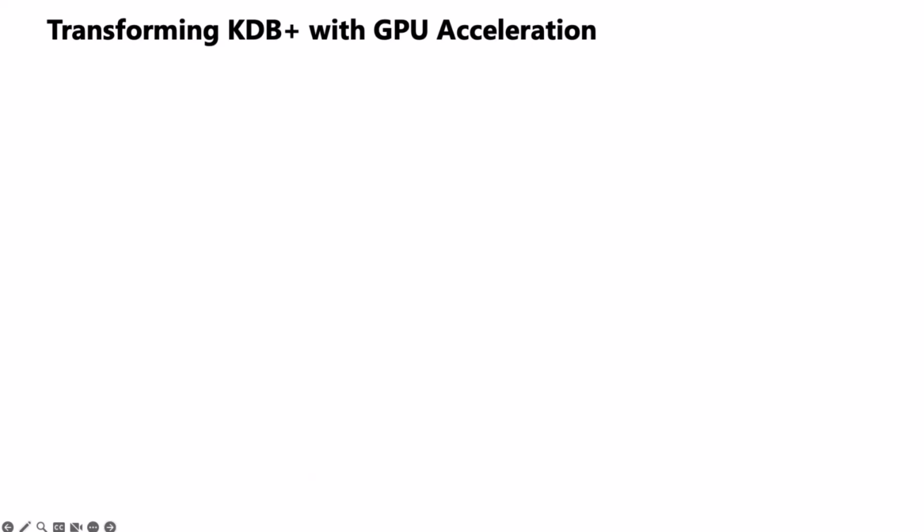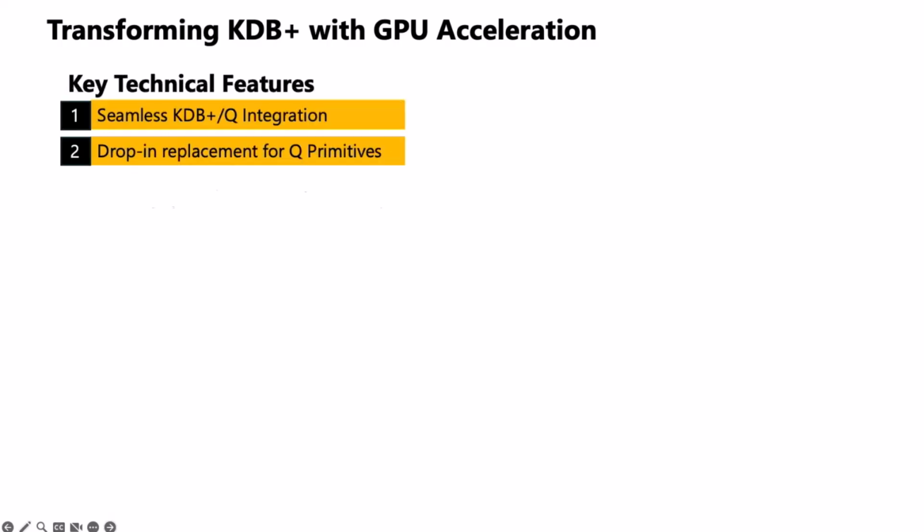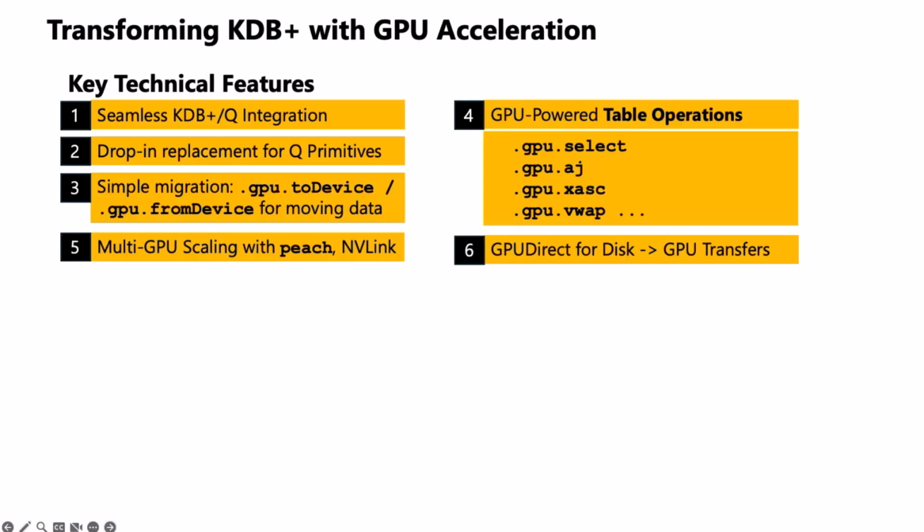There are some core features of this GPU library that are very unique. Firstly, there's a seamless KDB+ Q integration. As I mentioned, it's a drop-in replacement for Q primitives, and it's a simple migration. If we need to move data between the GPU, DRAM, and VRAM, then there are simple utilities such as .gpu.toDevice and .gpu.fromDevice for moving data.